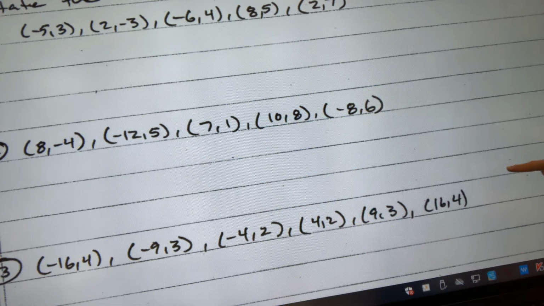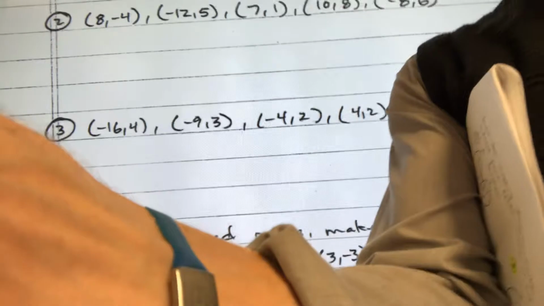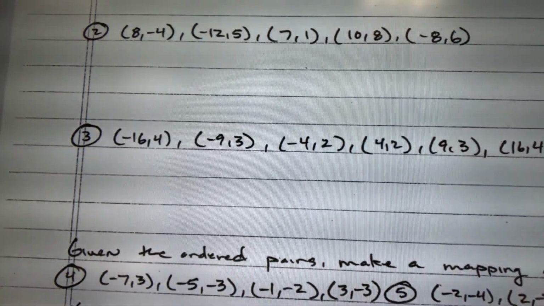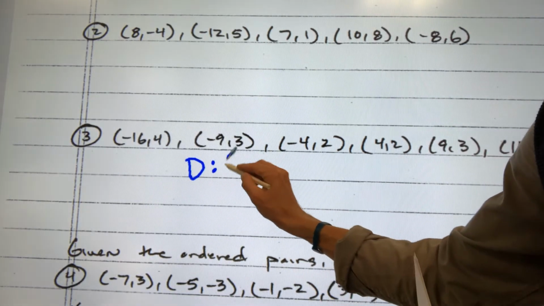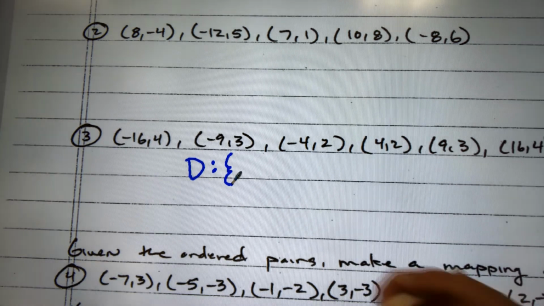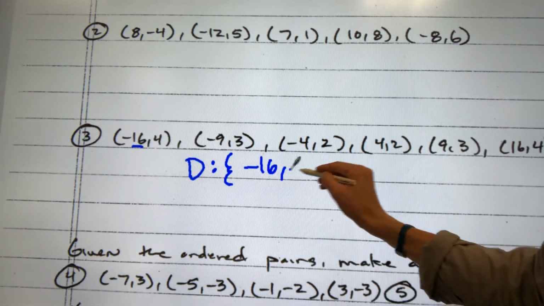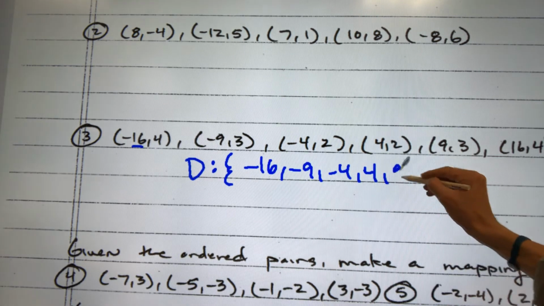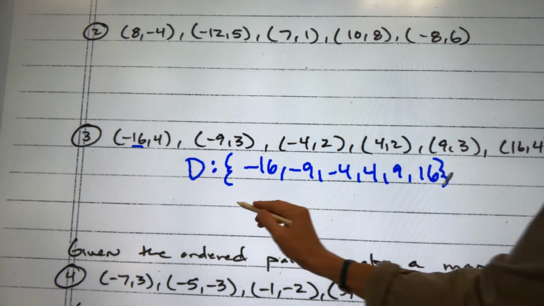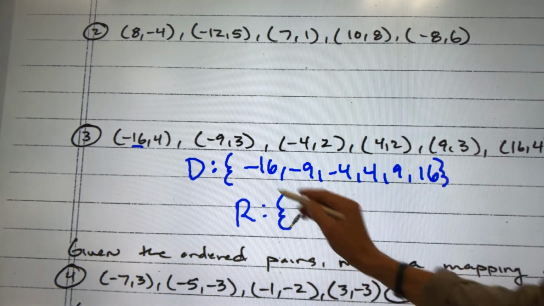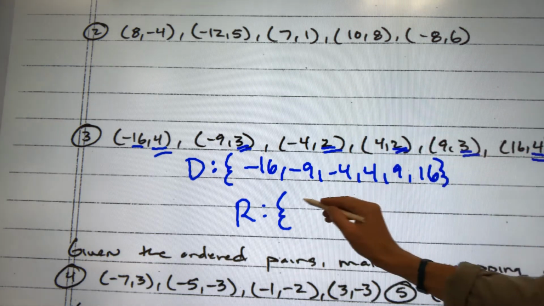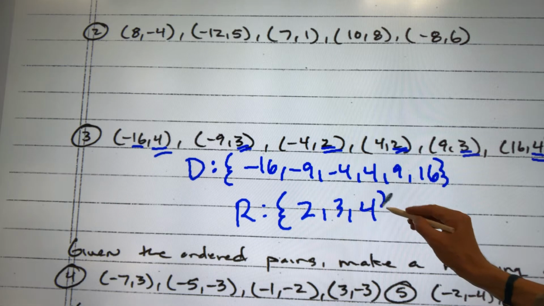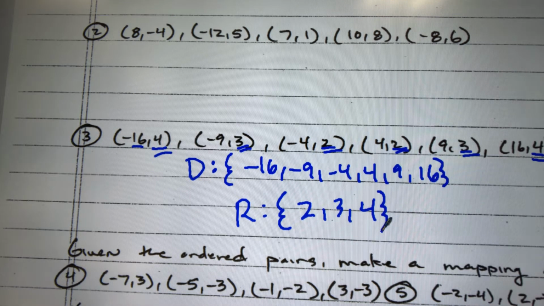Okay, this was the first section that everybody did together. Everybody did either on Monday or Tuesday. So what does it say here? State the domain and range. You're going to put the x's in order from least to greatest, which they are. -16, -9, -4, 4, 9, and 16. The domain. Now we're going to put the range, which are the y's, in order from least to greatest. They are not. The range is just 2, 3, 4. We see the same y value a few times.